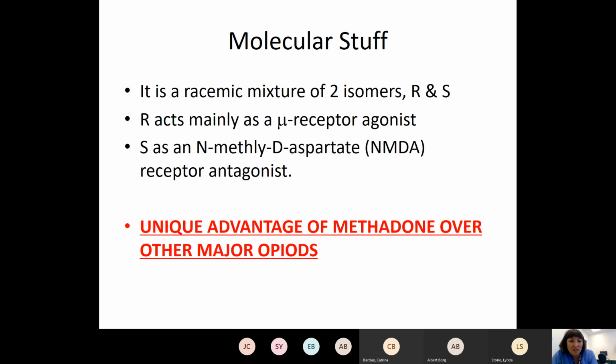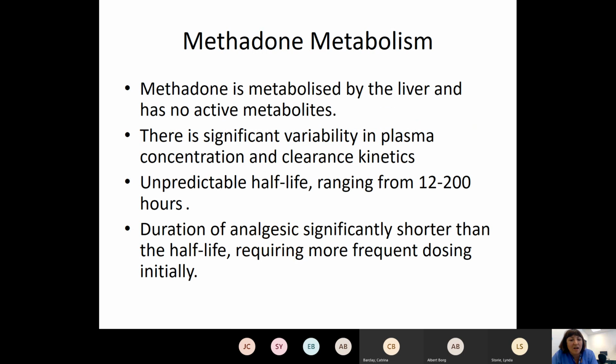Anyway, I'm just going to go through this, but it's the unpredictability and the half-life. It can range from 12 to 200 hours, dependent on the individual patient, and the analgesic effect is significantly shorter than the half-life. So with Oromorph, for example, patients can be a bit sleepy, but it starts to wear off within 4 to 6 hours. If you've got something that can last in the system for many, many hours, you'd be less likely to do that in the community setting.